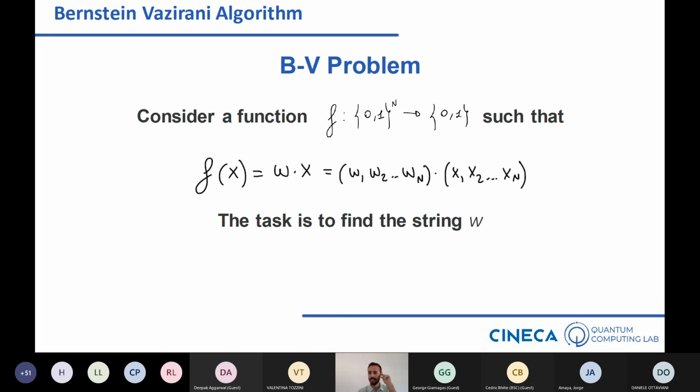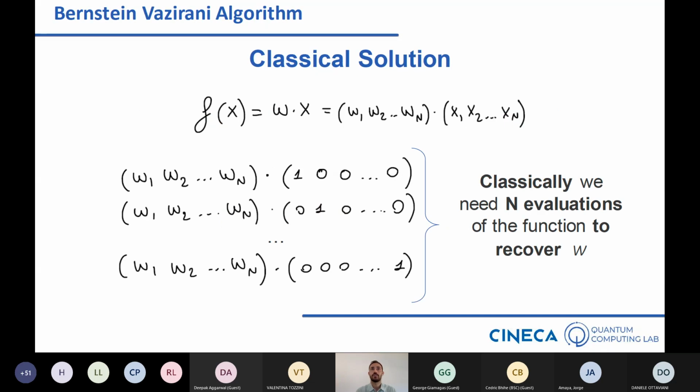Yeah, okay. I see that you are getting on the chart. It's n evaluations. Okay, for the classical solution, you need n evaluations of the function to recover omega. Why? Because you can consider this input: there is only one 1 in each position. So you have 1, 0, 0, 0, then 0, 1, 0, 0, and so on up to the end: 0, 0, 0, and the last is 1.